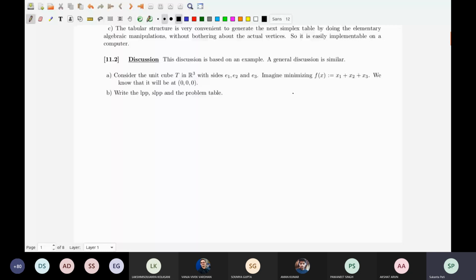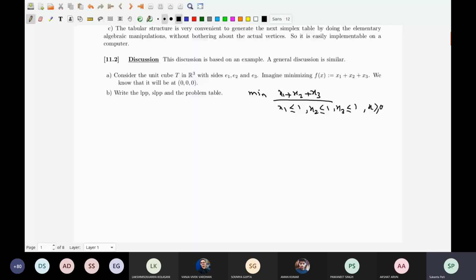The LPP corresponding to this is: minimize x1 plus x2 plus x3, the LPP is in R3, subject to the constraints x1 is less than equal to 1, x2 is less than equal to 1, x3 is less than equal to 1, and x greater than equal to 0. When I say x greater than equal to 0, it means x1 greater than equal to 0, x2 greater than equal to 0, x3 greater than equal to 0. So this is what I mean by saying that the set is bounded below by 0. Okay, fine. So this is the LPP.